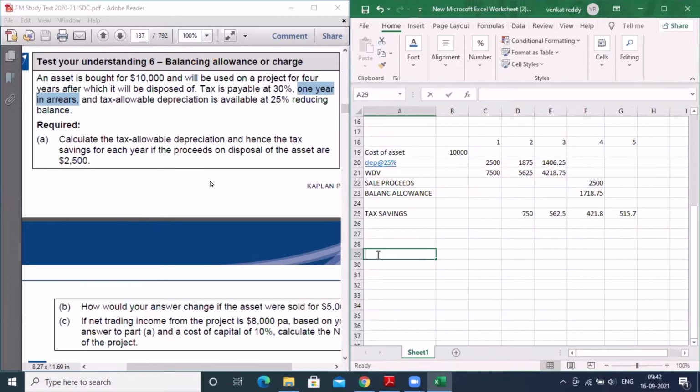So the total tax relief will be 750 plus 562, or 563, plus 422 plus 516. Okay, I will be explaining the tax saving once again. So here I hope you can find it, the total tax relief is 2,251.